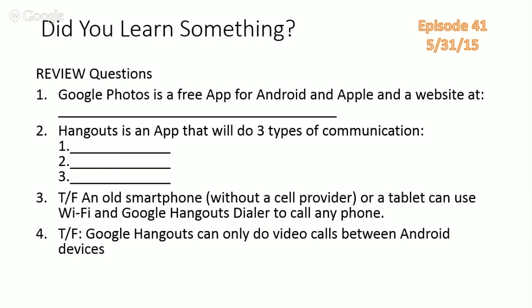True or false, an old smartphone without a cell provider or a tablet can use Wi-Fi and Google Hangouts dialer to call any phone. Absolutely, amazingly true. And that's anywhere in the world. Great. Now, most phones in the U.S. and Canada will be free, but even international calls are very low cost. And to find out more, just Google for Google Hangouts dialer.